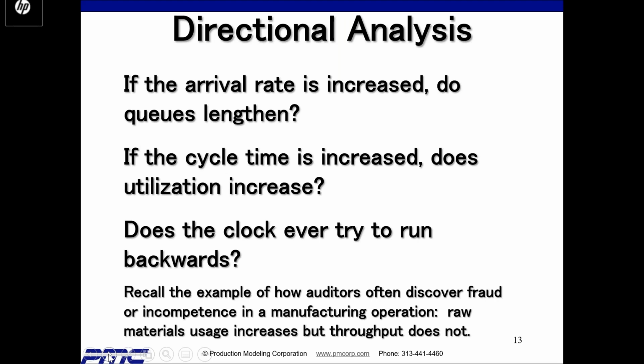And obviously, but it bears mentioning, a simulation clock present in all software, because this is dynamic simulation, that's a major part of its value. Does the clock ever try to go backwards?